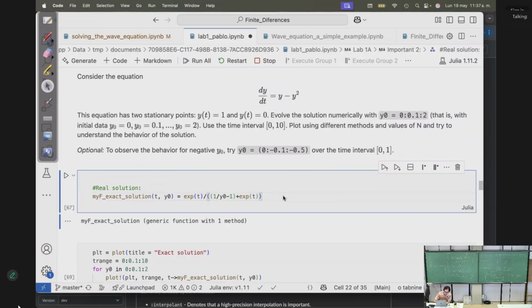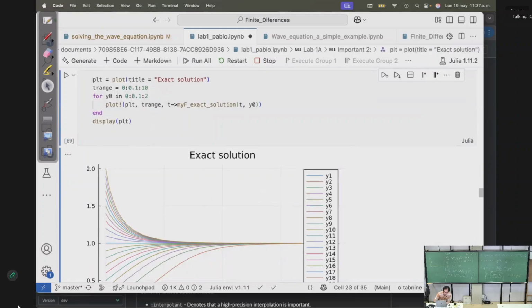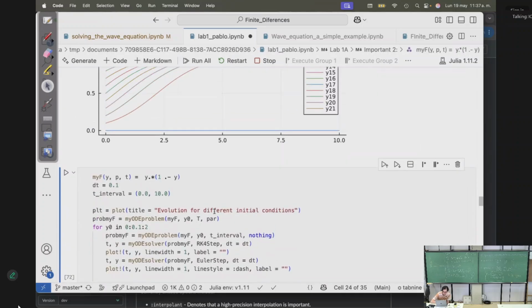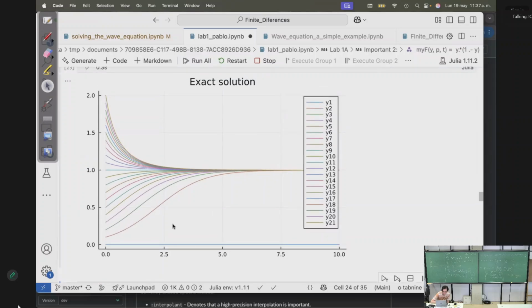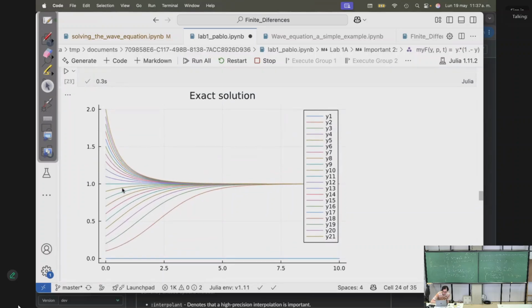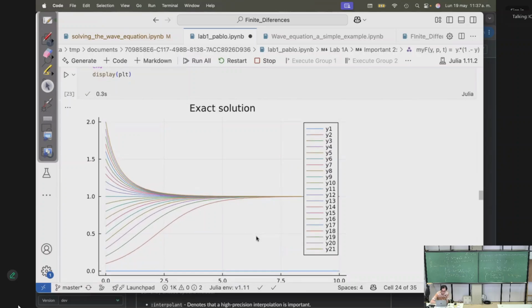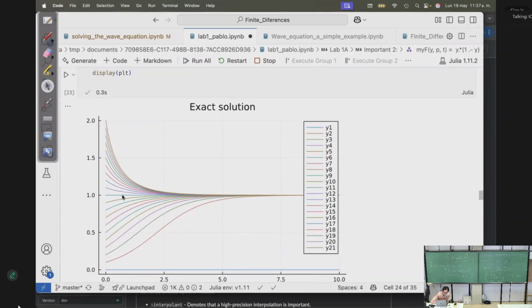So this is just to see what we would expect here, and these are the solutions for different values of the initial data. We have two fixed points. One is y equals 1 and the other one is y equals 0, and here is where we can see again the stability of certain fixed points. So 1 is a fixed point that is stable and 0 is a fixed point that is unstable.